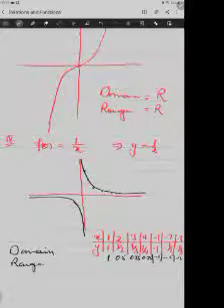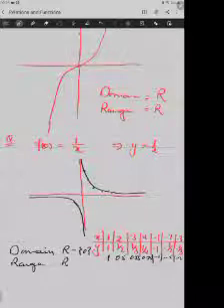See, the domain will be the value of x, and what value of x can we put? Any real number. But you can see I have not put 0 anywhere. So real numbers minus 0. And the range will also be real numbers minus 0, because if we put 0 over here, then the term becomes not defined.